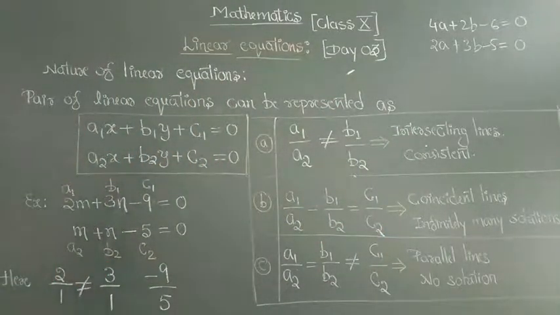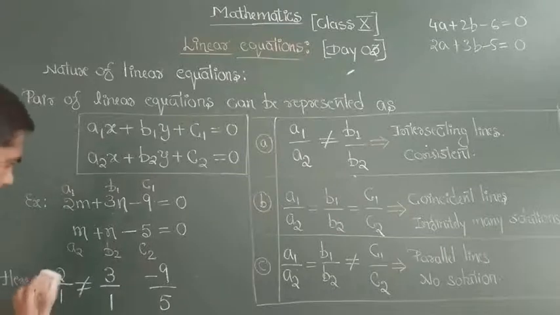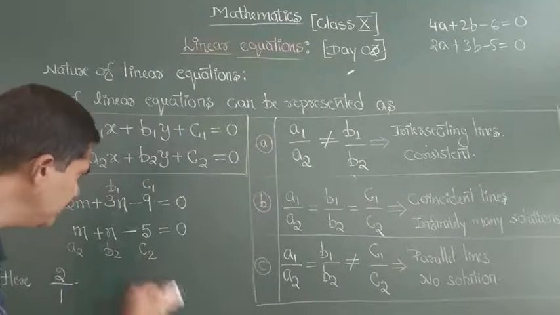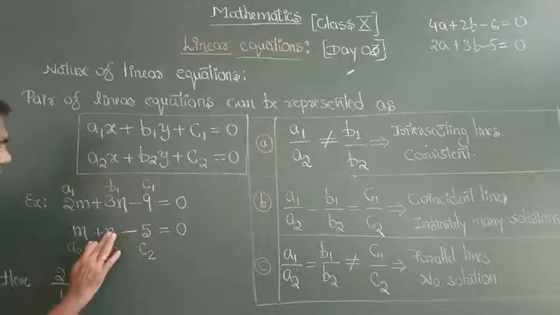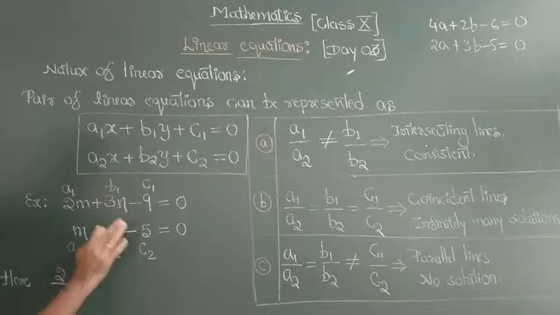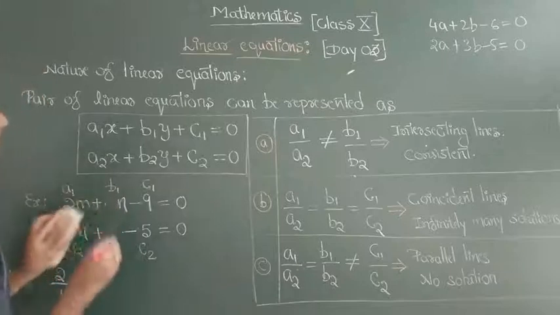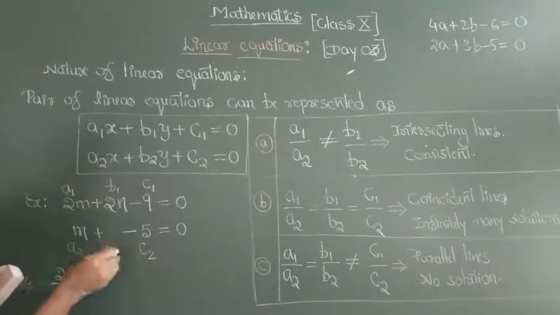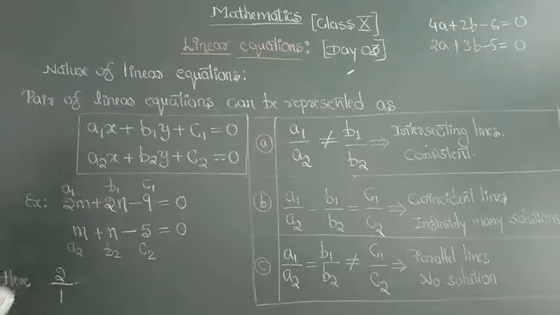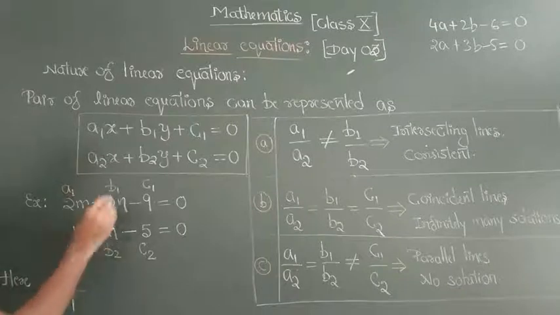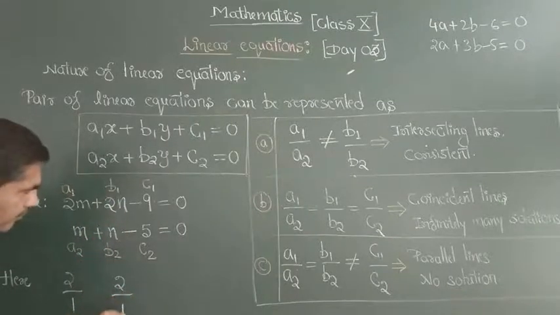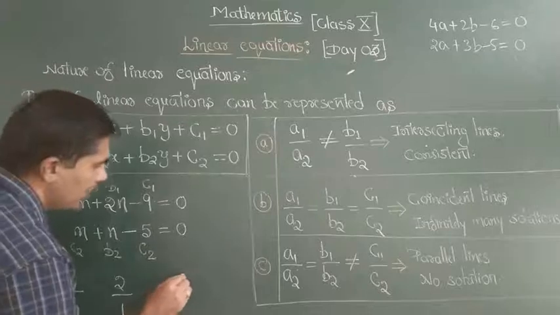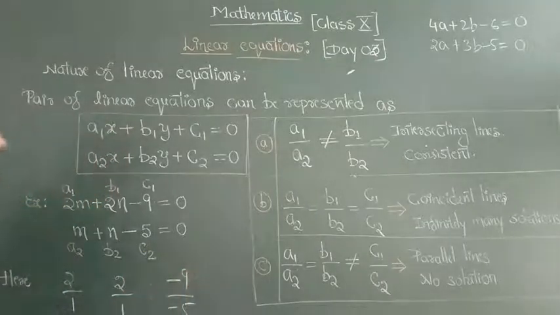Now we shall go for another example. I am just changing here only. Let us change this equation. Instead of this, I will write 2m plus 2n minus 9, and here m plus n minus 5 equal to 0. Now you see the values have got changed. a1 by a2 became 2 by 1. b1 by b2 became again 2 by 1. c1 by c2 became minus 9 by minus 5 or 9 by 5.